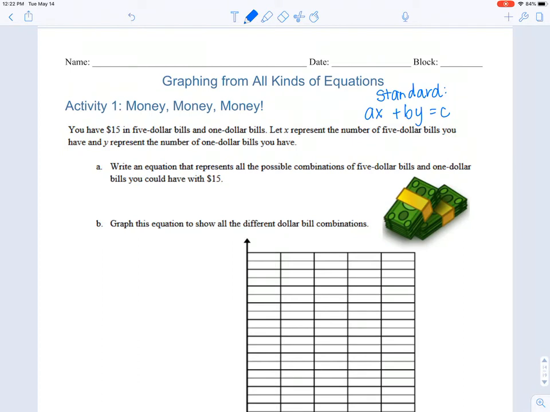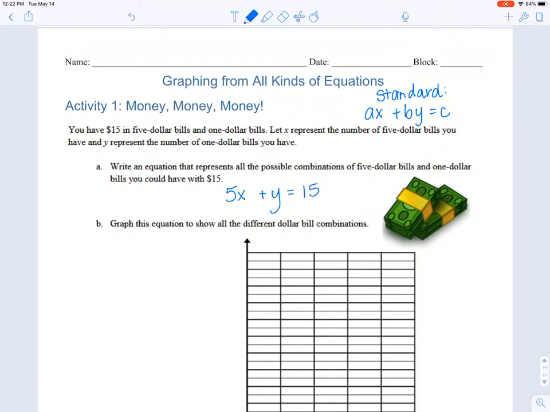In our first activity, we're talking about money, okay? It says you have $15 in $5 bills and $1 bills. Let x represent the number of $5 bills you have and y represent the number of $1 bills you have. For each $5 bill we have, that's going to count for $5 of our total, and every $1 bill is going to represent one of those $15 that we have. So our equation is going to look like 5x plus y needs to equal 15.